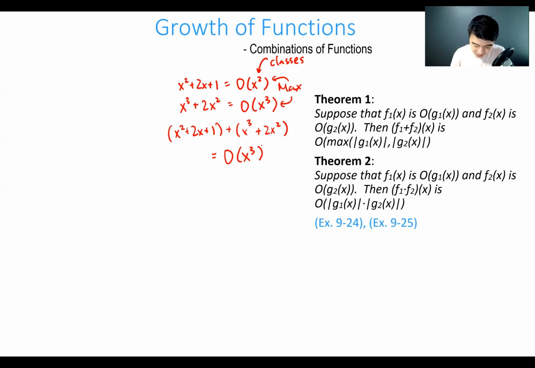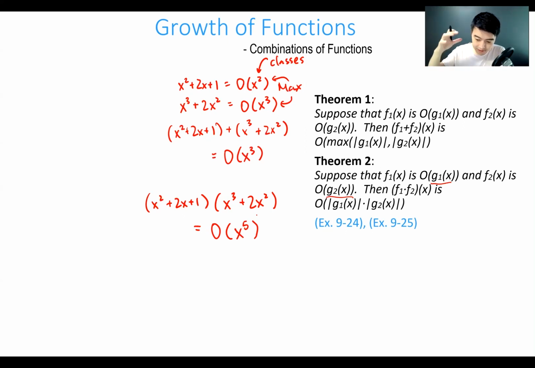Okay, theorem 2 says if f1 is upper bounded by g1 and f2 is upper bounded by g2, then multiplying these two functions together, we must multiply the big O's together. So if instead we do x squared plus 2x plus 1 multiplied by x cubed plus 2x plus 2x squared, then this is equal to big O of x cubed times x squared, which is going to give me x to the 5. Again, you can verify this because if you do FOIL on this function, you're going to get something that is dominated by an x to the 5 term, right?